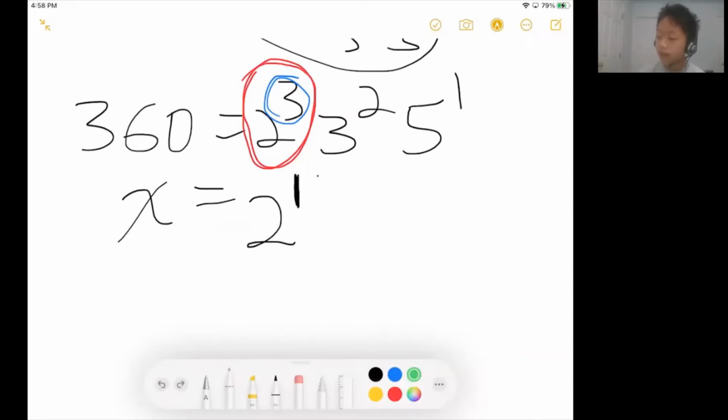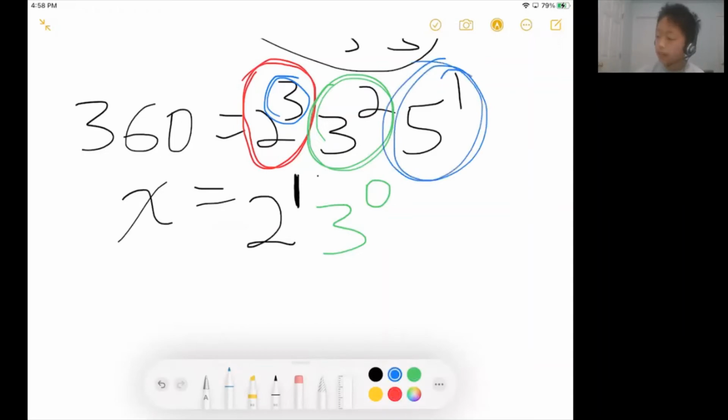Now let's look at the 3 squared term. 3 squared is already a perfect square, so we don't have to do anything about that. We can also just write 3 to the 0 if you want. Let's look at the last term, 5 to the 1. Again, 1 is odd, but we want an even exponent to have a perfect square. If we multiply by 5 to the 1, then 5 to the 1 times 5 to the 1 gives 5 to the 2, which is a perfect square.